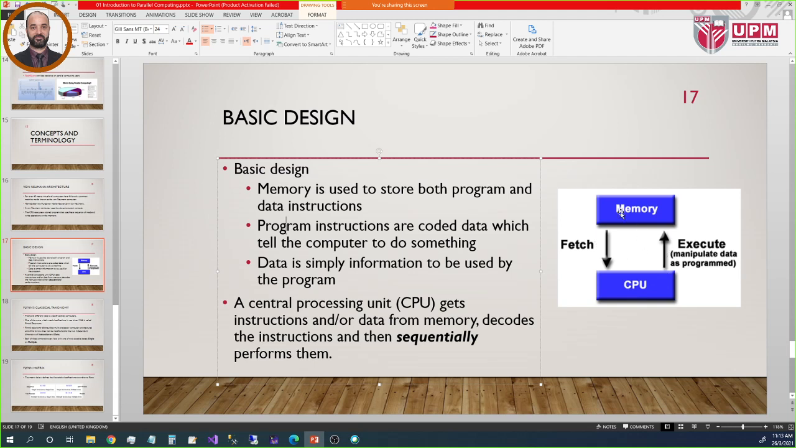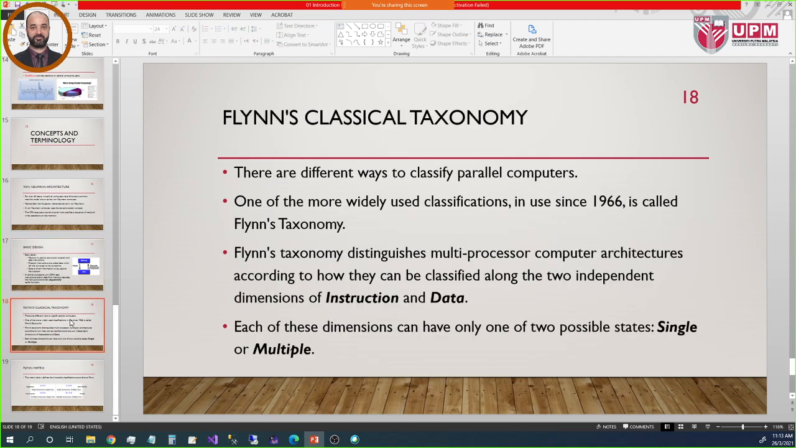Okay, so both instructions and data should be called by the CPU from the memory, and the instructions of the program must be executed one after another. Okay, so this is the main basic concept, the main basic design of the architecture.